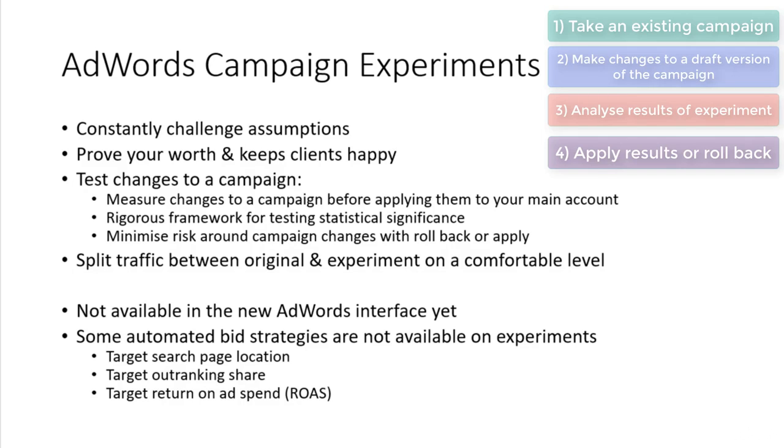A few housekeeping things here. So it's not available in the new AdWords interface, which is the situation at the time of recording, but they probably will be rolling it out to the new interface. And there's also some bid strategies that you can't use with experiments at the moment. So things like these automated bid strategies like target search page location and target outranking share and target ROAS. Now, I wish you could, because that would actually let you test these automated strategies against your manual bidding, which would be actually a great test. But at the moment, that's not available.